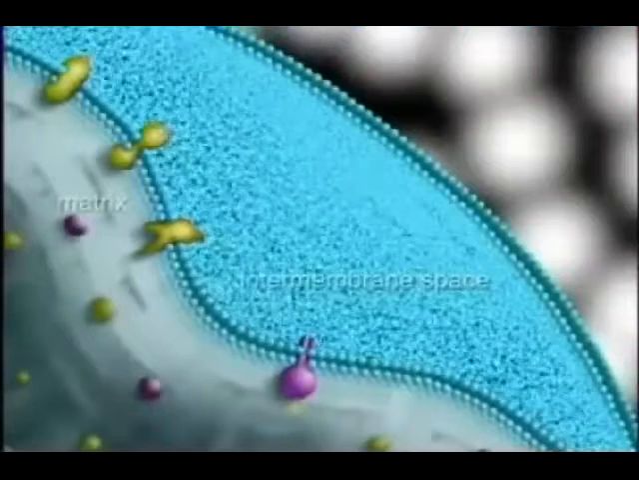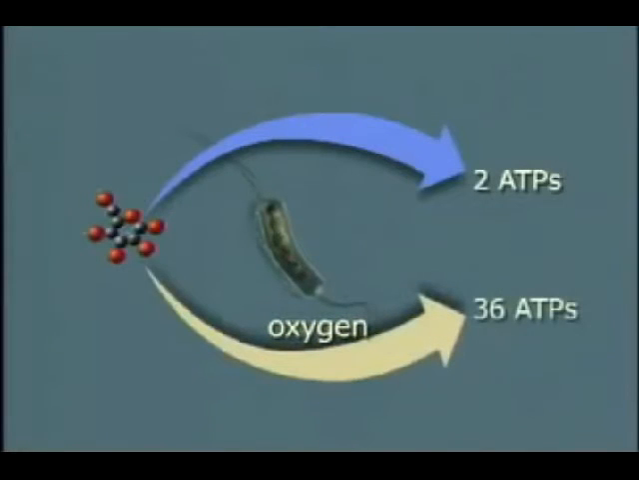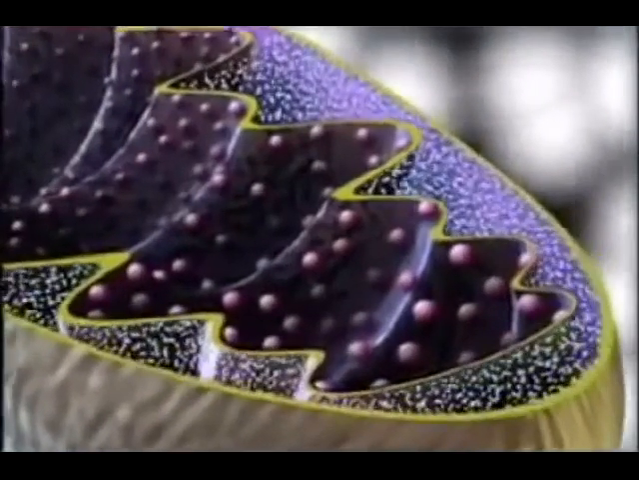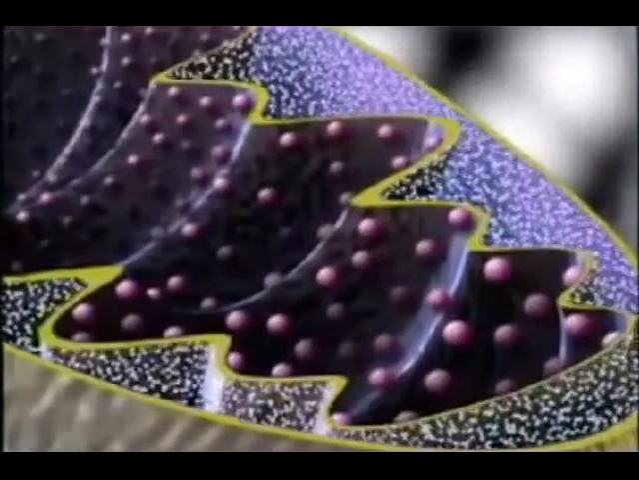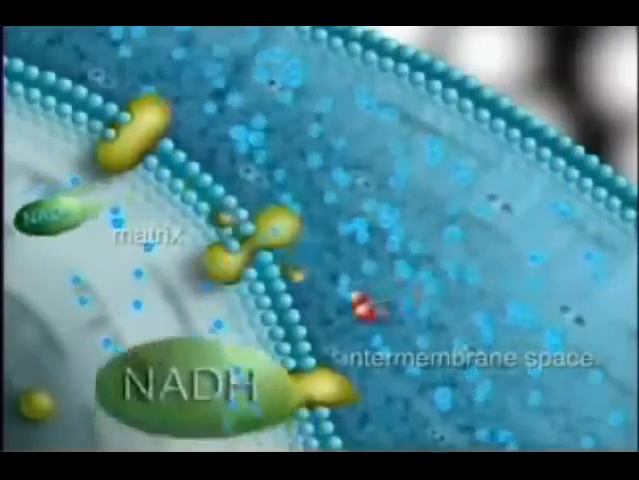It's during this process that, without oxygen, the cell can make 2 ATP molecules for every sugar molecule metabolized. With oxygen, the same cell can make 36 ATPs from each sugar molecule. Oxygen's powerful pull on electrons allows most of the energy in the fuel molecules to be used to push in the hydrogen ions.